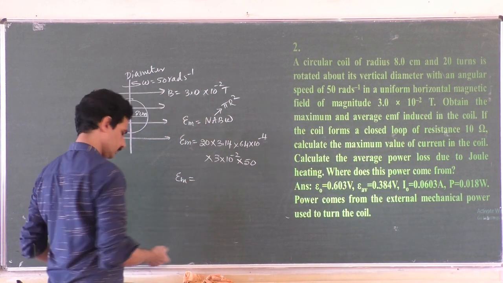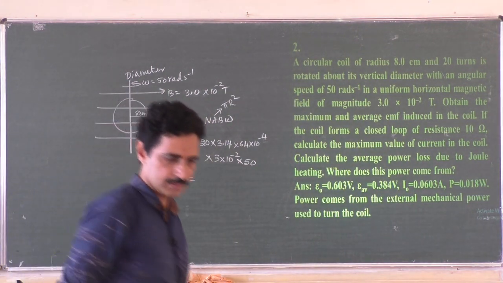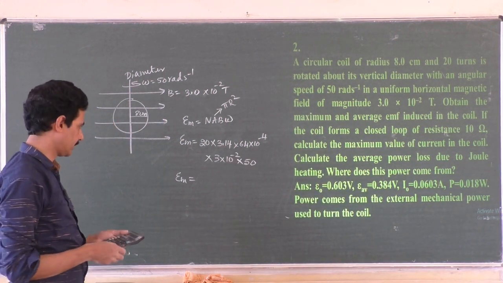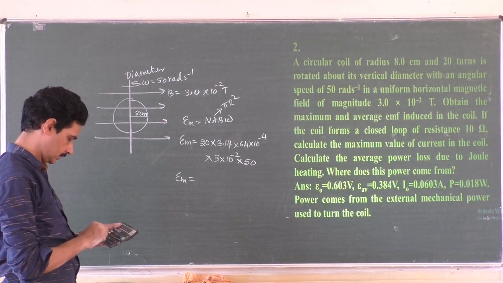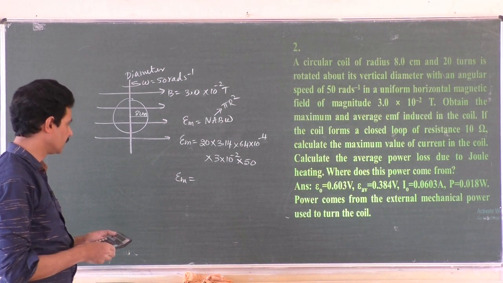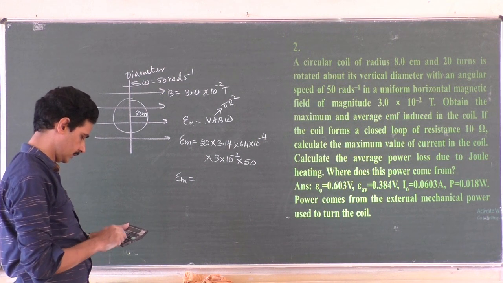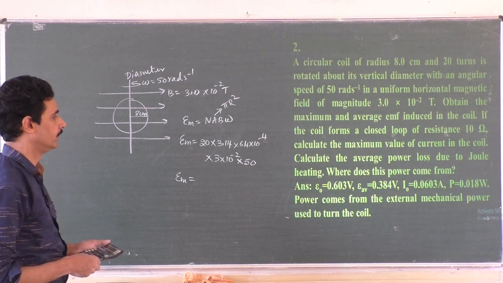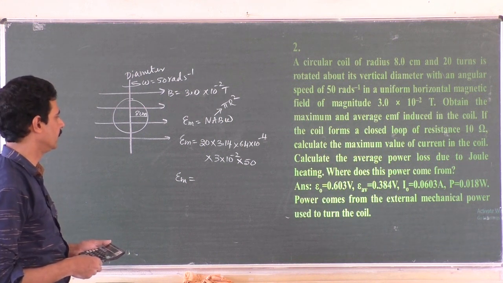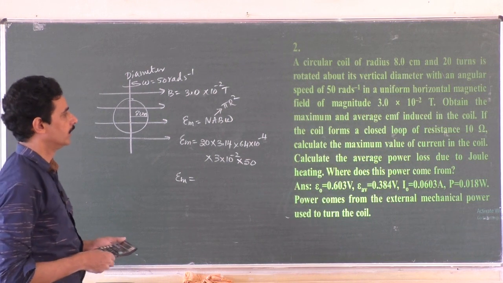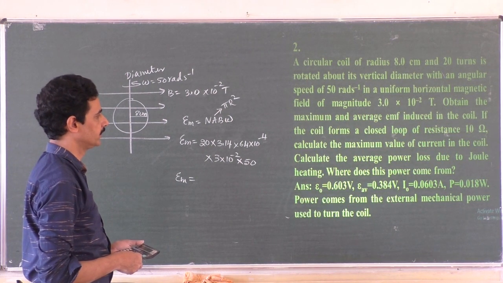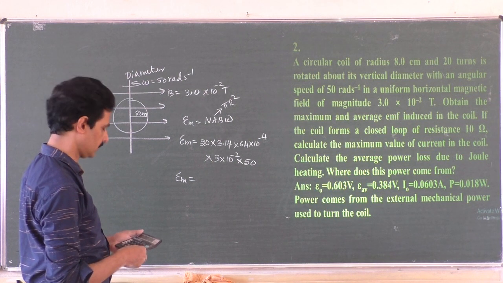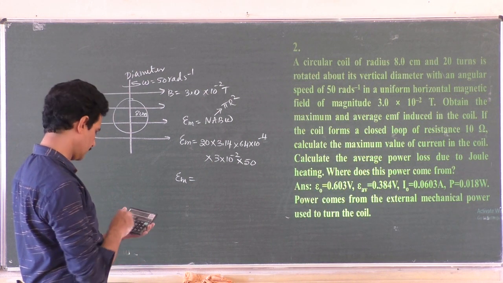E naught is equal to, I left the calculator here. Last time I didn't use a calculator for the first problem. 20 into 3.14 into 64 into 3. NABω, that is the peak value. We are asked to obtain the maximum and average EMF induced, but we are not getting that answer. E naught comes to 0.603 volt, somewhere we have gone wrong.